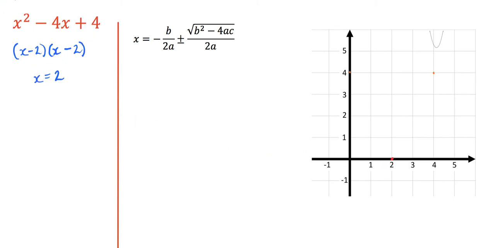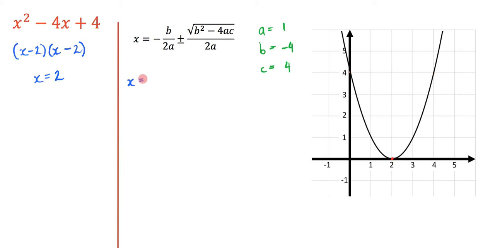It's only going to touch my x-axis at one point, so I give it a quick sketch, and this is what it's going to roughly look like. Let's now look at my quadratic formula. And again, to use my quadratic formula, I need to identify a, b, and c. So in this case, it's going to be 1, negative 4, and 4. I then put in my values to find my x-intercepts.